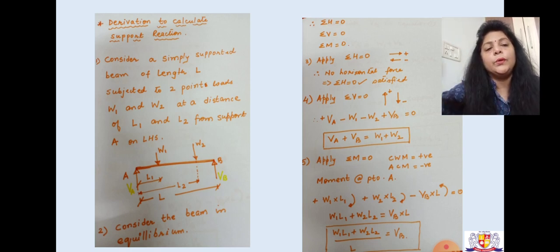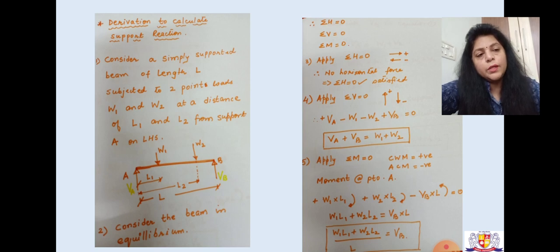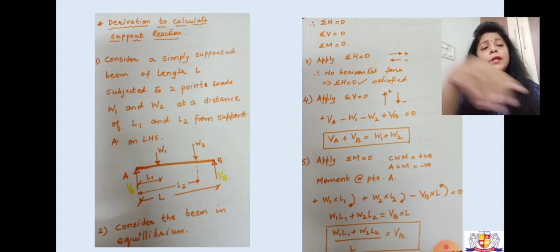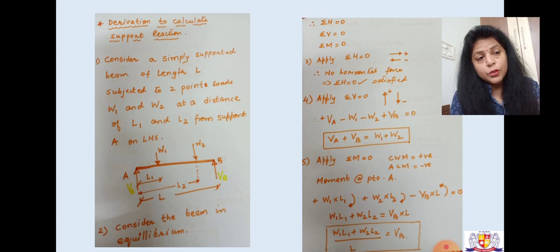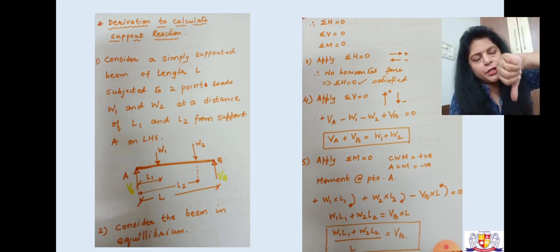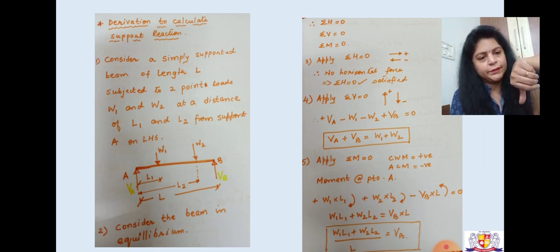Then I had also told you that we have to consider the direction by the right hand thumb rule. What is the right hand thumb rule? The thumb of the right hand shows the force and the fingers show the direction. So W1 is acting in the downward direction, so we'll show the thumb in the downward direction. What are the fingers showing? The fingers are showing the direction is clockwise. So you can see that I have written W1 into L1, clockwise, positive.